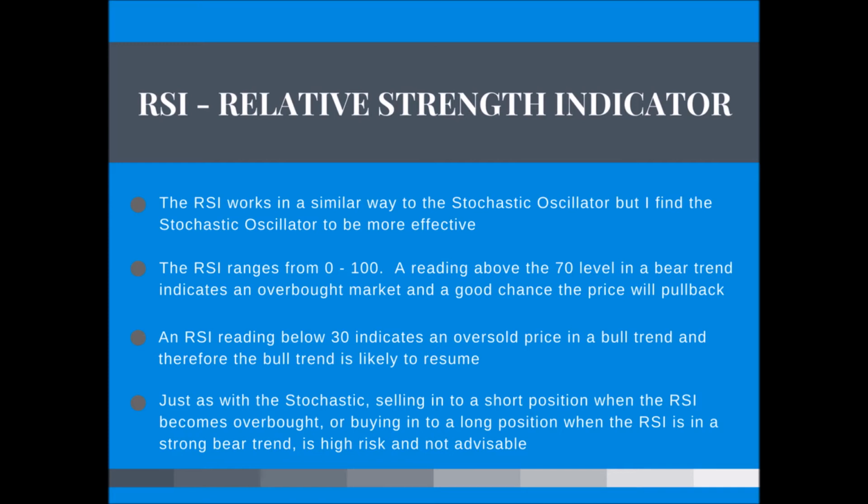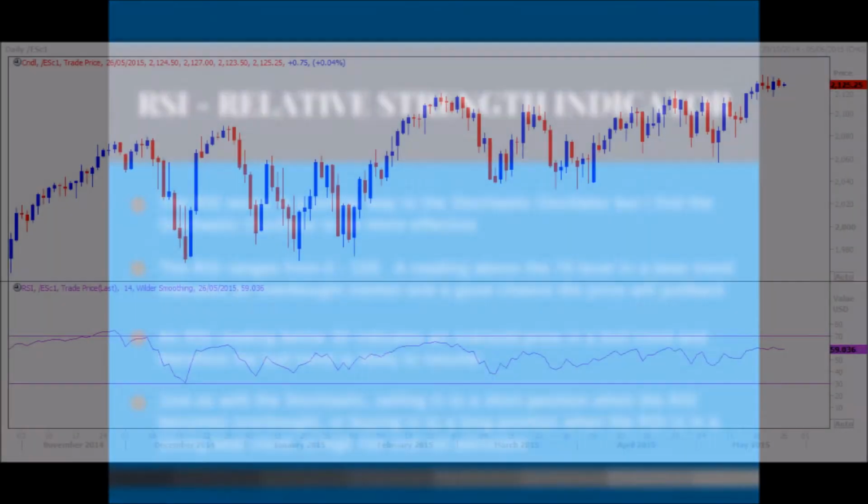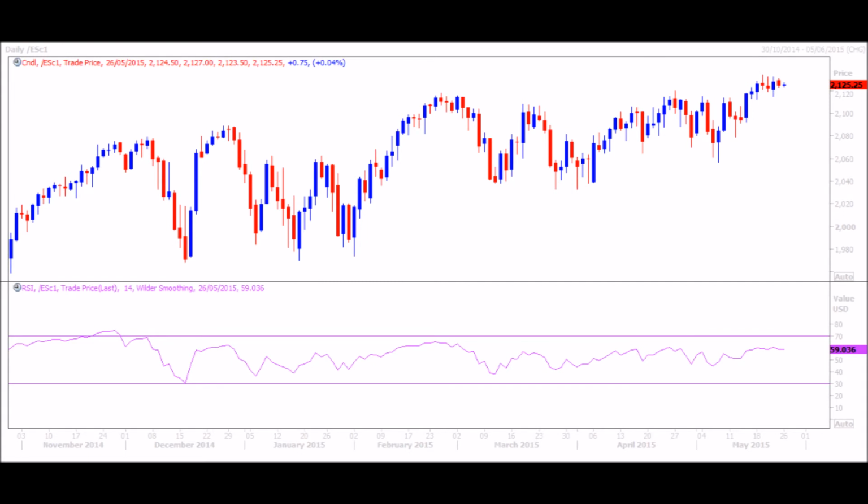Exactly as with the stochastic, selling into a short position when the RSI becomes overbought, or buying into a long position when the RSI is in a strong bear trend, is high risk and not advisable. Sorry to keep repeating myself, but it's important. So traders look for a divergence between the price and the RSI, but they wait for confirmation before entering the trade. So again, a break below trend line, that kind of thing.